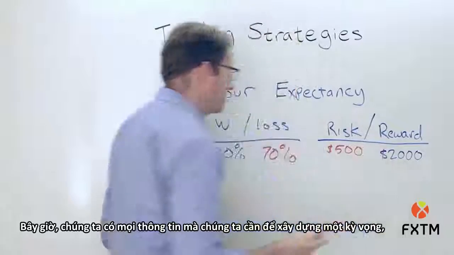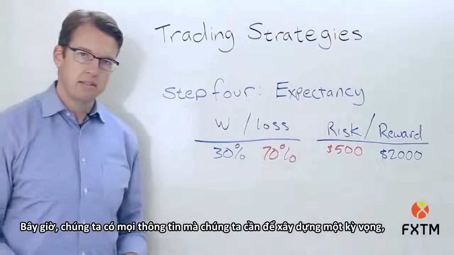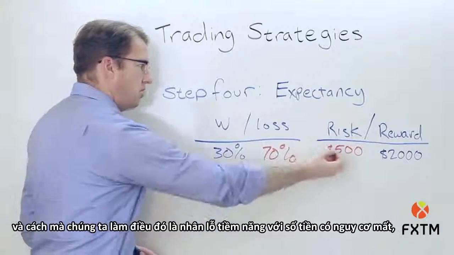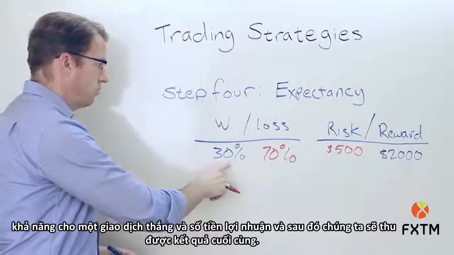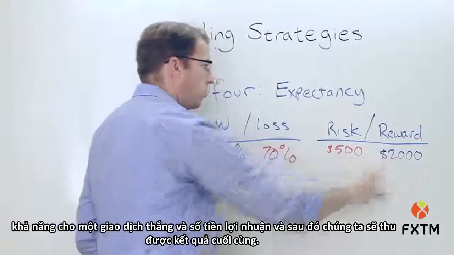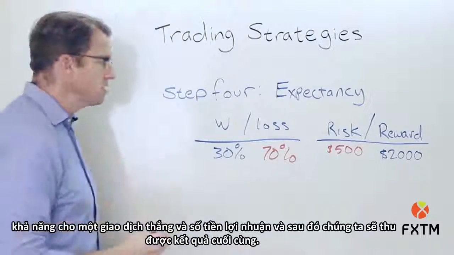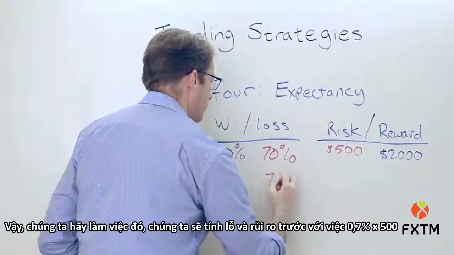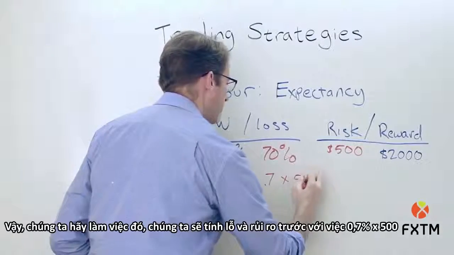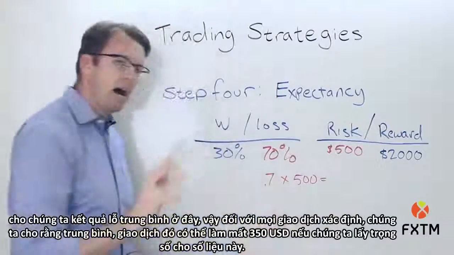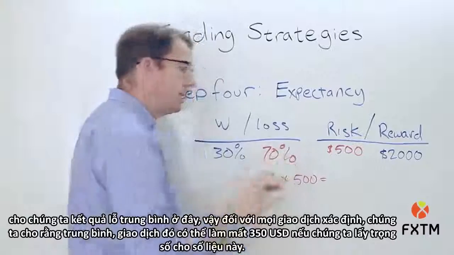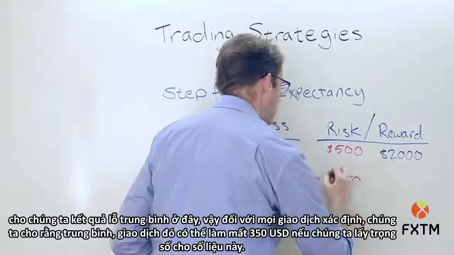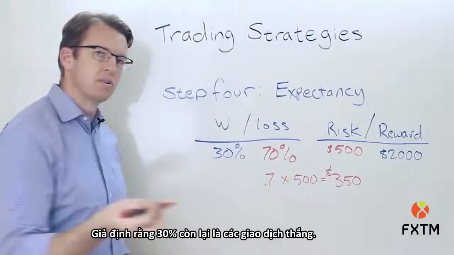Now we have all the information that we need to develop an expectancy. The way that we do that is we multiply the potential loss by the amount at risk, the potential for a winner by the amount of reward, and then we net those out. So let's do the loss and the risk first. The 0.7 for 70% times $500 gives us an average loss. So on any given trade, we think on average that we're going to lose $350 if we weight this, assuming that the other 30% are winners.